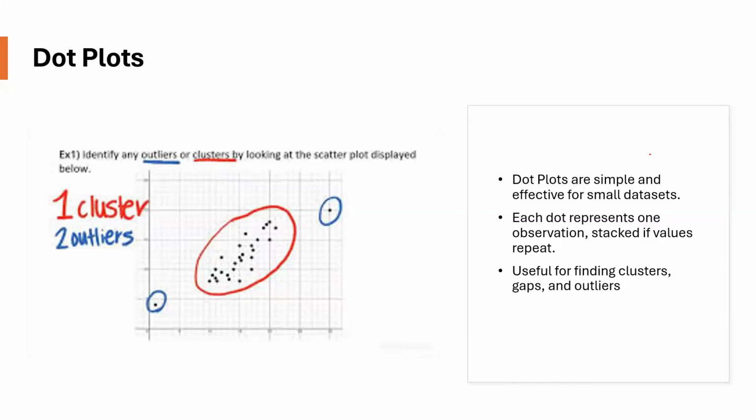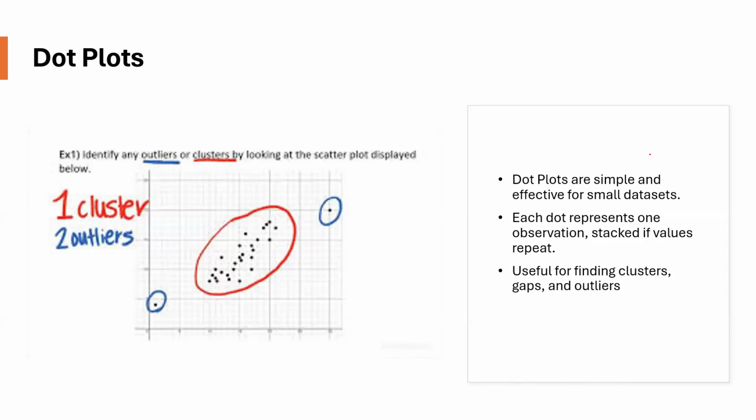Gaps are places along the axis where there are no dots at all, signaling ranges with no observations. Outliers are dots that stand alone, far from the cluster of the rest of the data. For example, if most dots are between 60 and 80 on a test score scale, but one dot is at 30, that value is an outlier. Dot plots make it easy to visually assess center, spread, and unusual points without requiring any calculations.